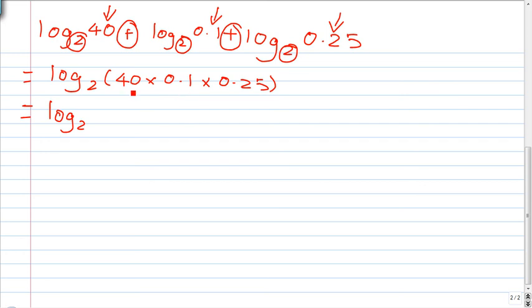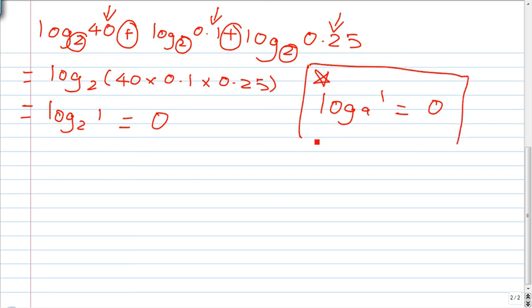is 4. 4 times 0.25 is just 1. And this will give you 0. If you remember, log base a of 1 will give you 0. One of those things that I actually asked you to remember earlier on, so do remember this. Alright.